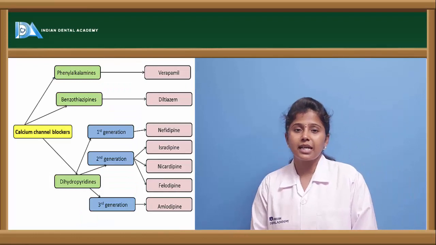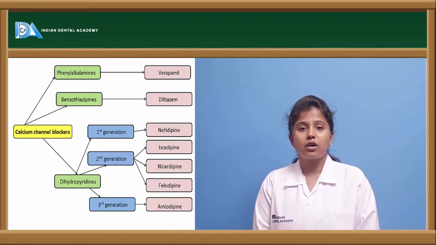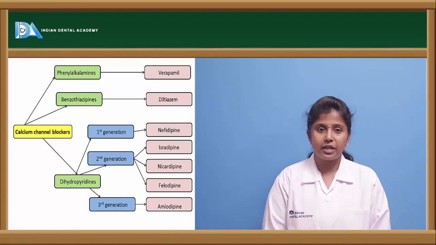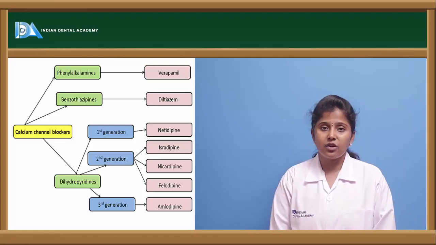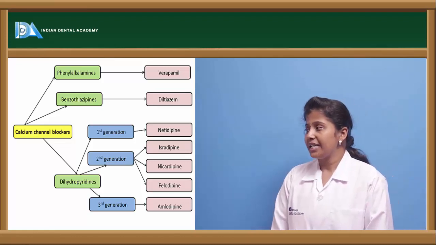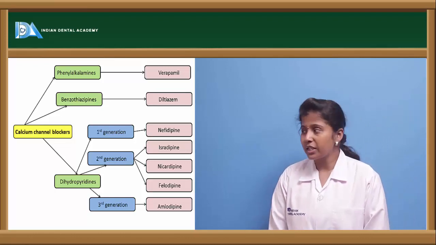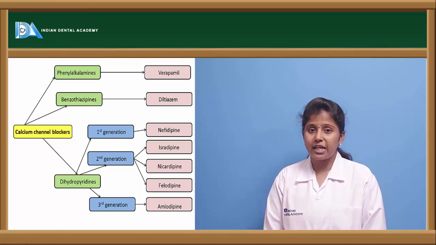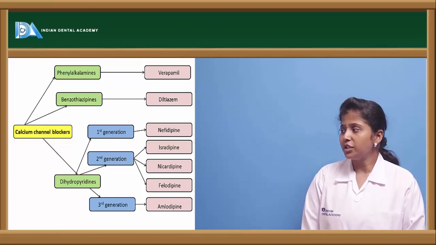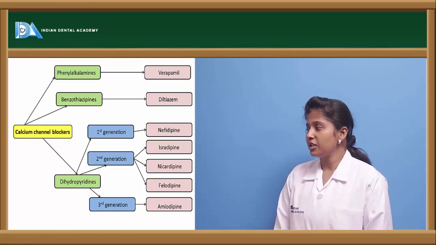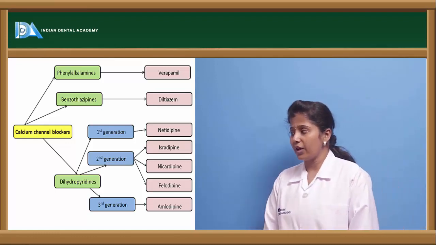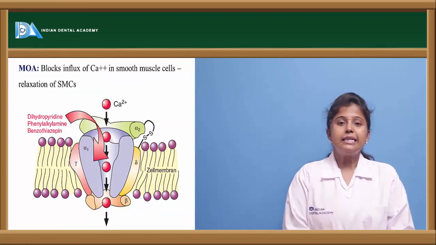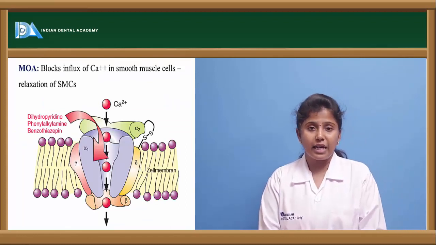The other class of drugs are calcium channel blockers, and these are further divided into phenylalkylamines, benzothiazepines, and dihydropyridines. The drug which comes under the category of phenylalkylamine is verapamil, and diltiazem is the drug which belongs to the category of benzothiazepines. The dihydropyridines are further classified into first generation, second generation, and third generation drugs. First generation drug includes nifedipine, second generation drugs include isradipine, nicardipine, and felodipine, and third generation drug includes amlodipine. So these drugs block the entry of calcium into the cell.